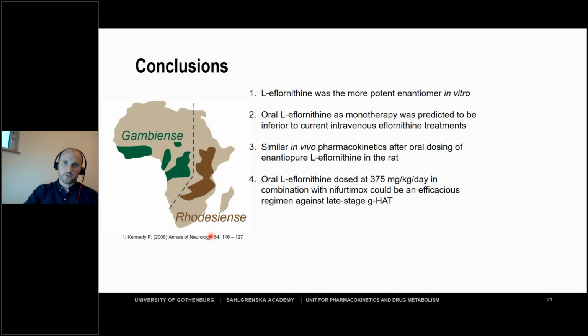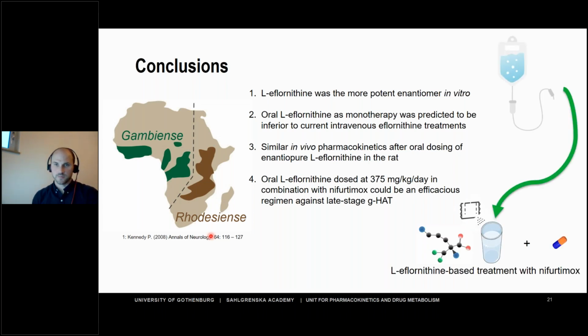And just to point direction here, the current treatment is intravenous treatment with eflornithine. So for any type of eflornithine-based treatment, you can see that there's a burden both for patients, as you would have this more invasive route of administration, but also logistically, as right now there is a lot of voluntary work, and also work from the World Health Organization to distribute sterile infusion liquid and drug to the treatment centers.